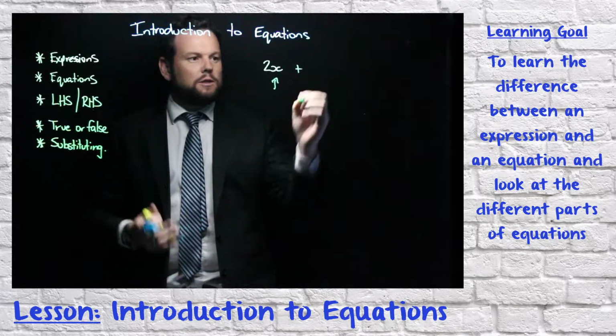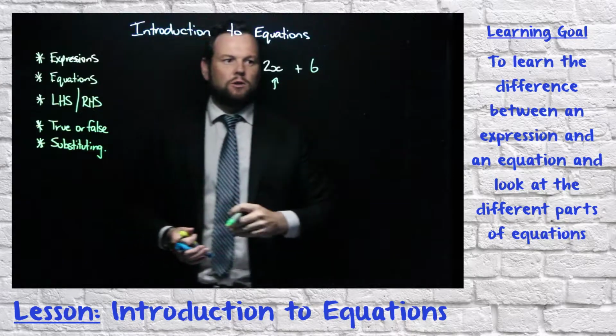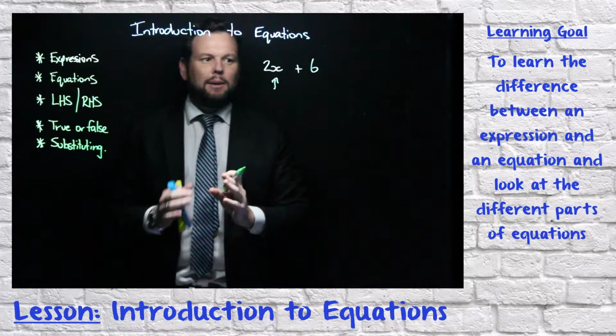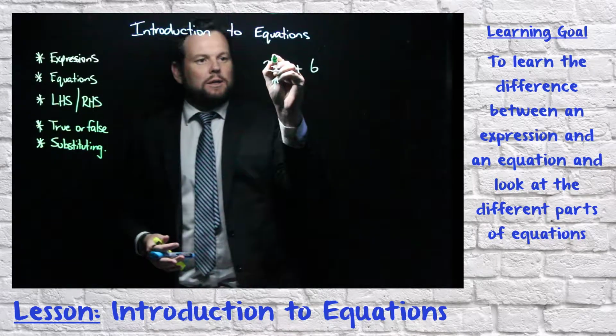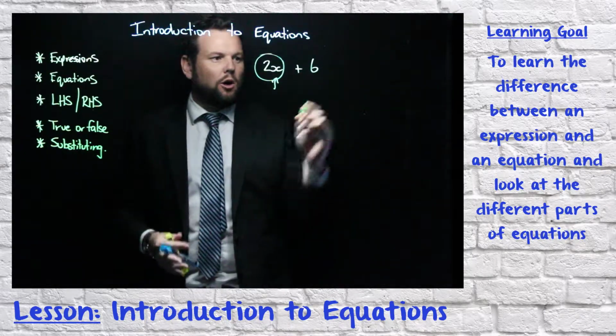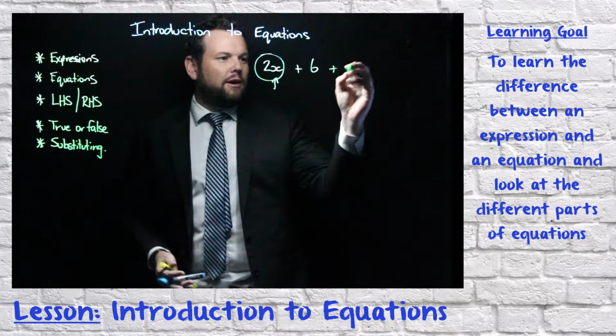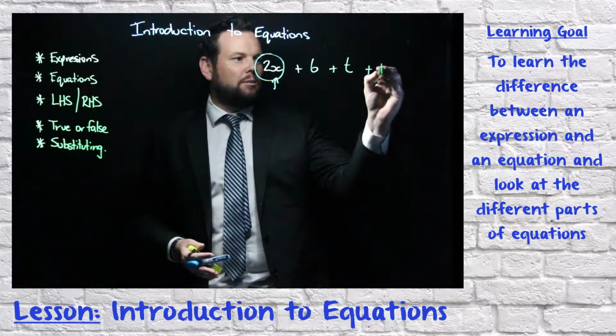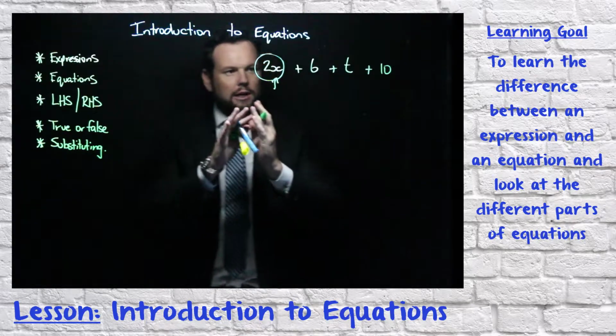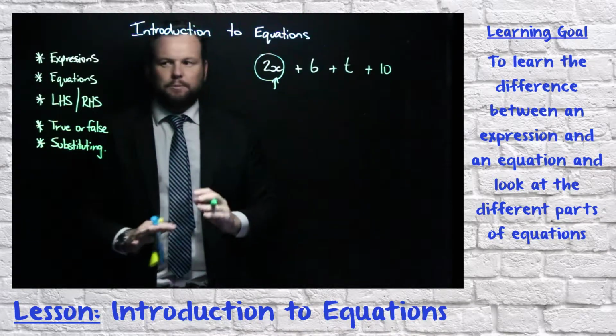I might have a constant term, so 6 is a constant term, remembering that any number that's by itself without a variable is called a constant term, whereas this is just a term on its own. I may have another variable in there. I could have t, I could have another constant term, let's say 10. So at the moment, that right there is an expression.